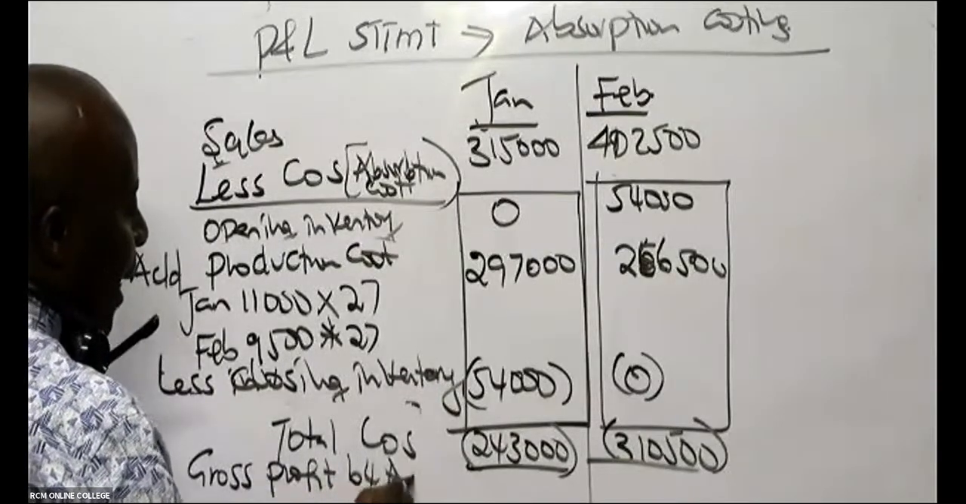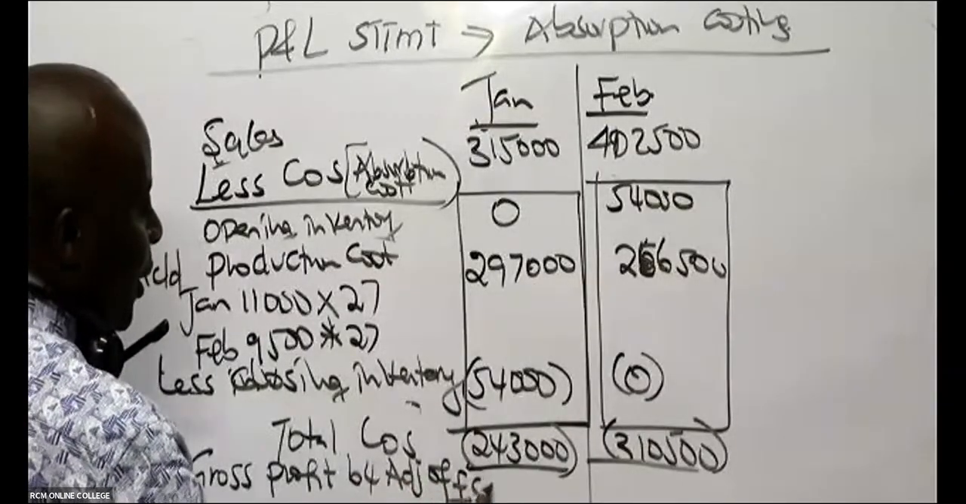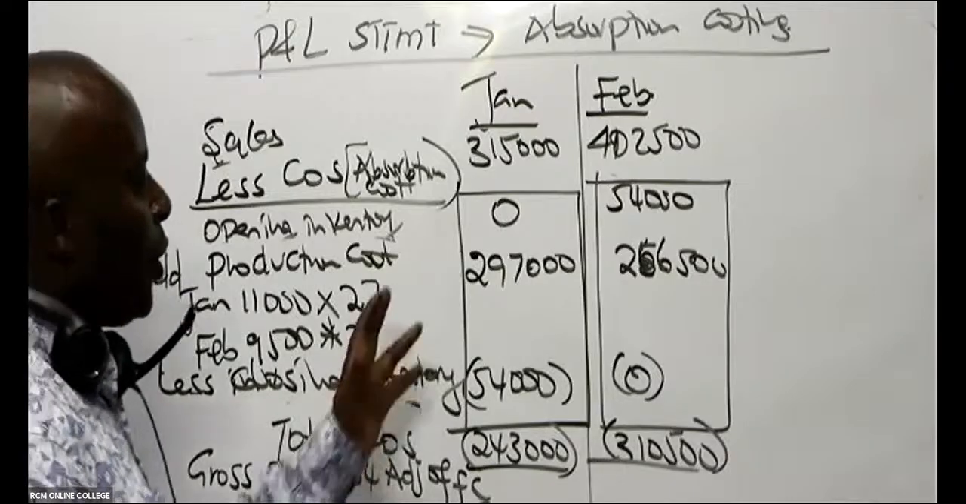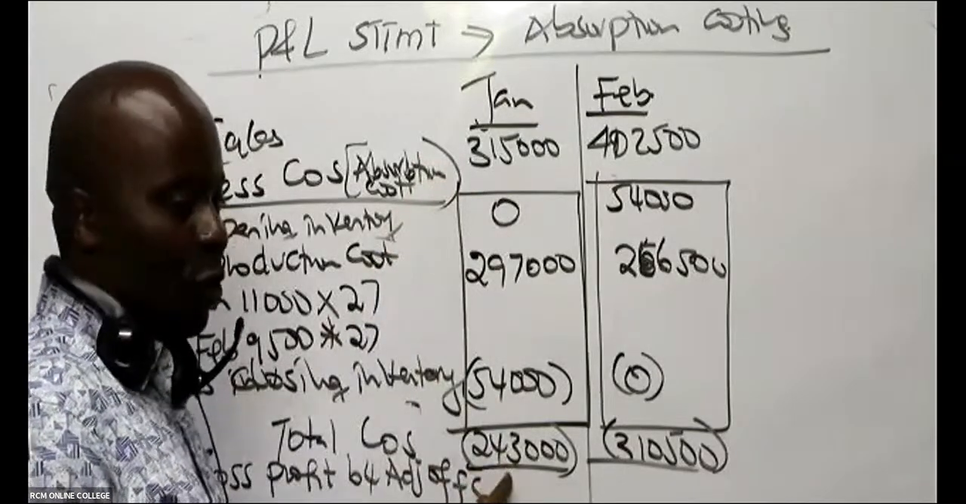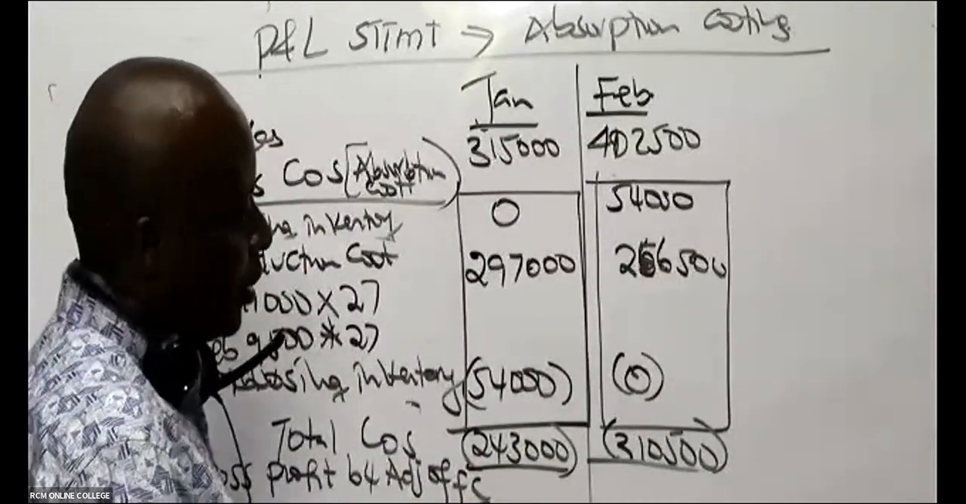Gross profit before adjustments of fixed costs. So how do you get this gross profit before adjustment of fixed cost? You take the sales revenue, you subtract this 243,000. So the first one I'm being told is 92,000.